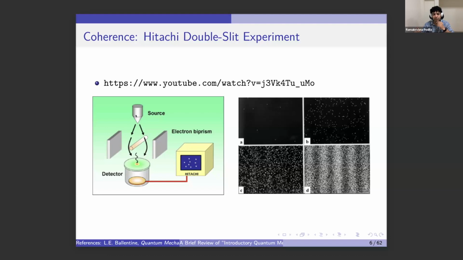This source is emitting electrons, and it is maintained in such a way that it is emitting one electron at a time. What you have here is a divider, and so you have one slit here and one slit on this side. So it is like a double slit experiment. As the electrons come from the source, they either go this way to the left or to the right, and then they fall on the detector, and each detection appears as a localized particle. We do have a video that I'm going to show, and you can take a look at that to see how this experiment proceeds.